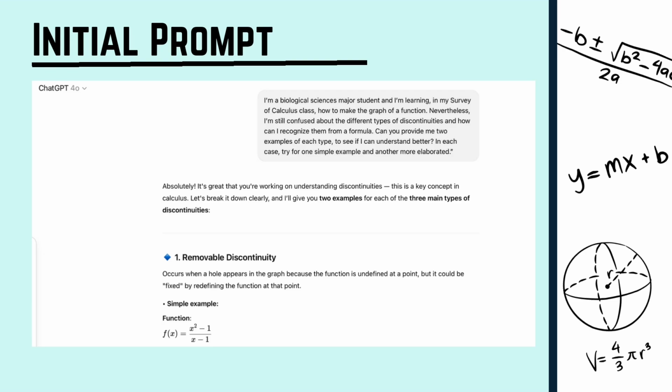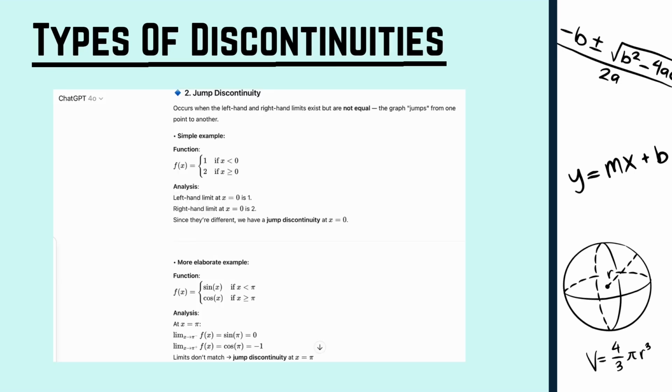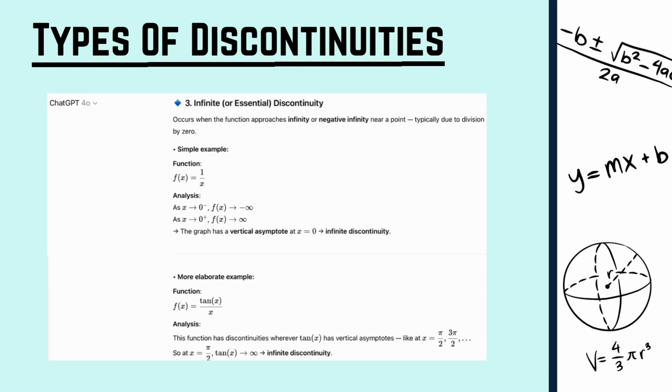So ChatGPT described for us the 3 types of discontinuities. Removable discontinuities are where a hole appears because the function is undefined at a point but can be fixed. A jump discontinuity is where there's a sudden change in value, and an infinite discontinuity is where the function approaches infinity near the discontinuity point. Each was explained with both a simple and more advanced example.